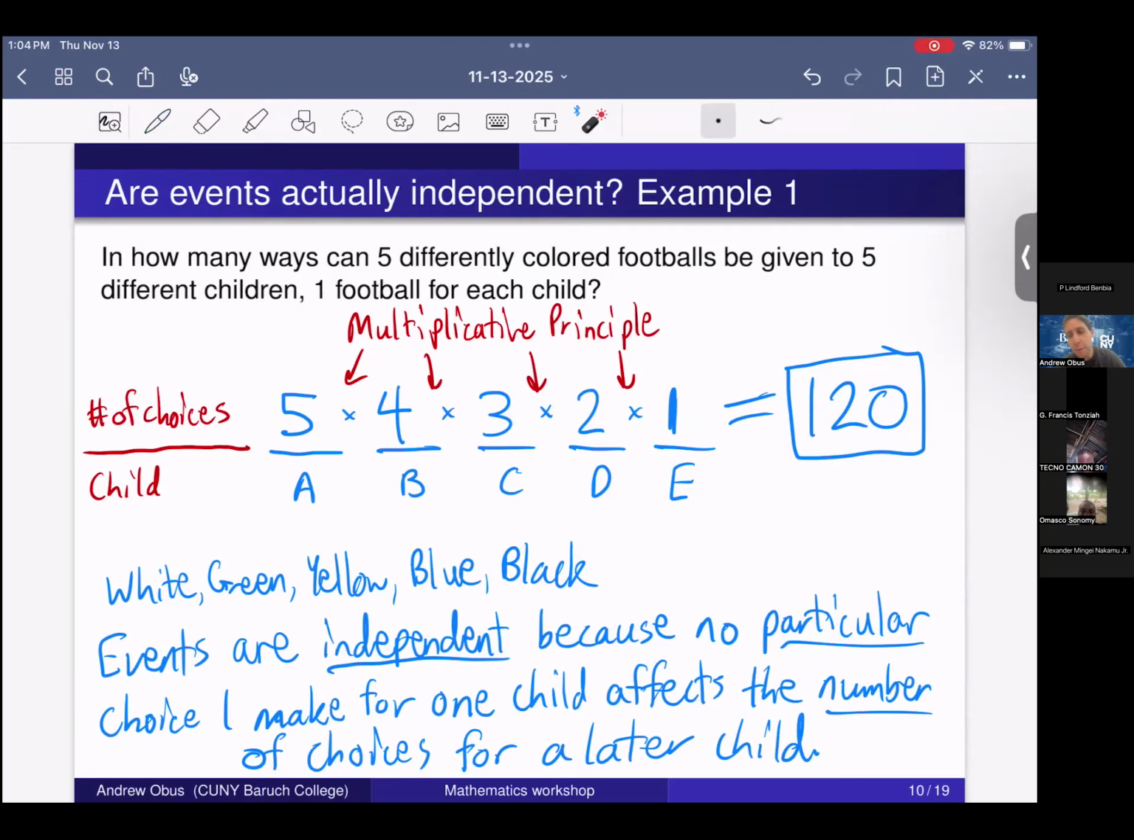Right? If I say the way I'm going to do this is I'm going to give one to child A and then one to B and then one to C and one to D and then one to E, then no matter which one I give to A, I'm going to have the same number of choices for B. Okay, no particular choice I make can change that. Okay, so that's why these events are independent, even though, of course, if I give the white football to A, I can't also give it to B. But it's still independent because whether I give the white or the black one to A doesn't make any difference for how many choices I have for B. It may affect which choices I can make, but it doesn't affect how many choices.